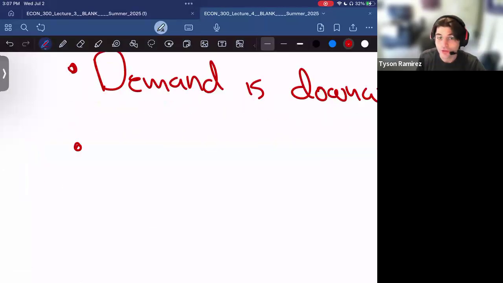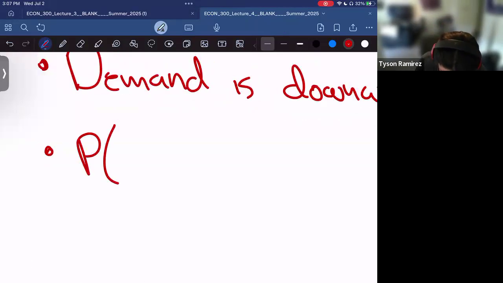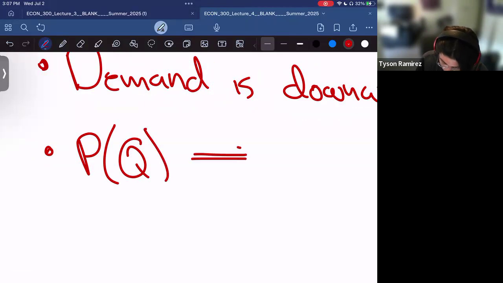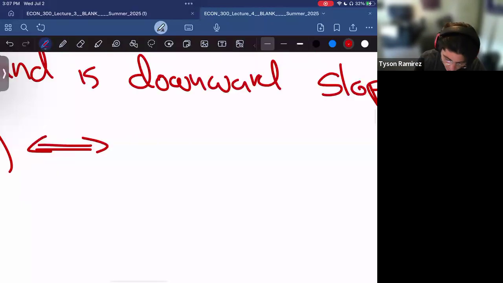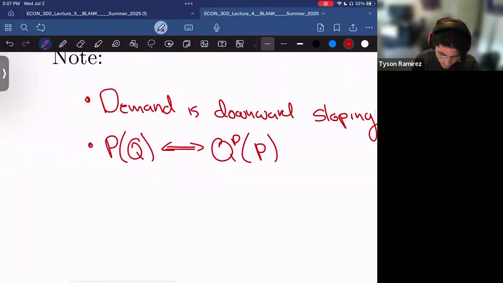What I've plotted for you was price as a function of quantity. You can get the exact same thing if you just invert the function. This is what you'll see in higher level econ. You'll see quantity, and possibly even in this course, depending on how I decide to show it later. You just take the inverse of the function and you'll get quantity as a function of price.